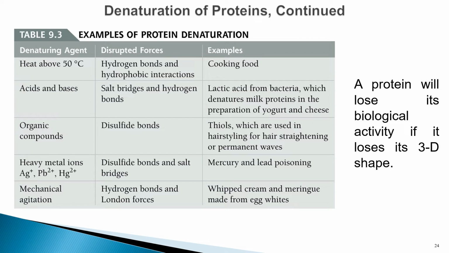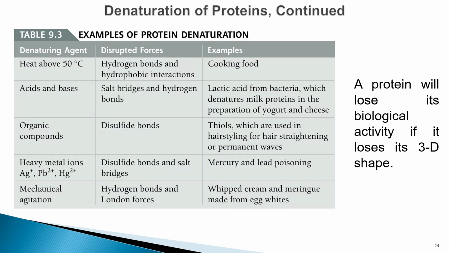Denaturing agents are heat above 50 degrees Celsius. What will happen? Hydrogen bond and hydrophobic interaction will be disrupted. An example is cooking of food. Acid base denaturing agent: salt bridge and hydrogen bonds will be disrupted. For example, lactic acid from bacteria denatures milk protein in preparation of yogurt and cheese.